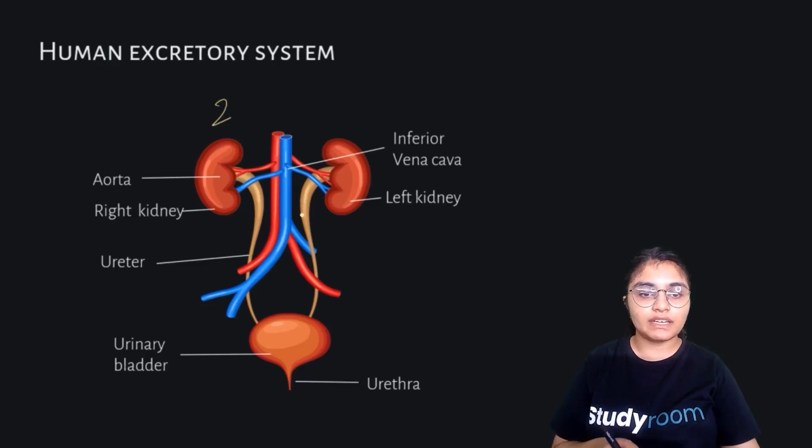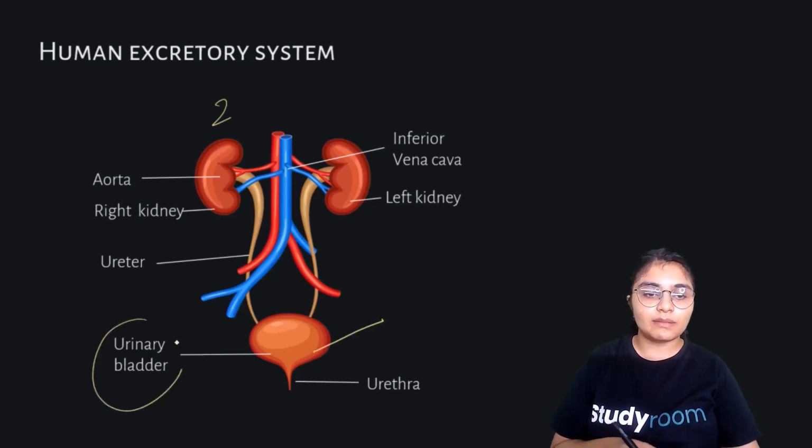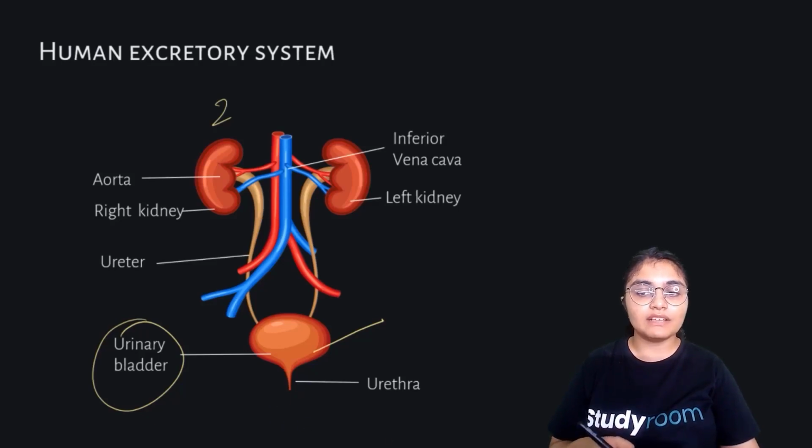From the kidneys, we have this tube-like structure called the ureters. These are known as the ureters, and they continue to carry the waste into the urinary bladder. So this is the urinary bladder. From the bladder, the waste is excreted out through the urethra, and that is how it is excreted out from the body. So these are the parts of the urinary system.